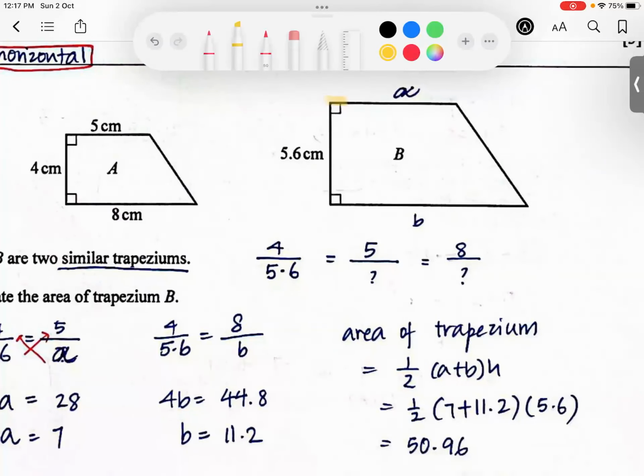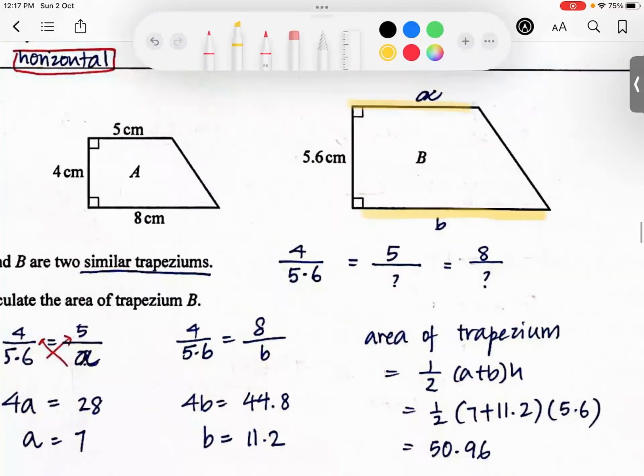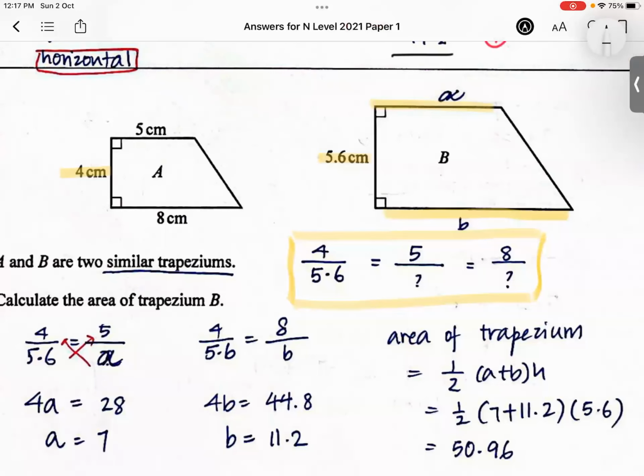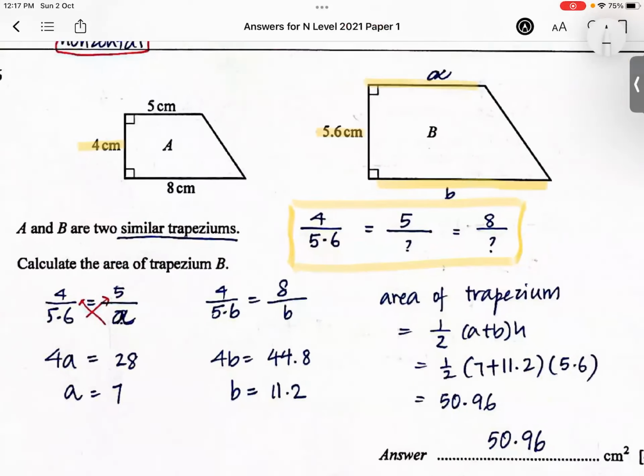So if I do not have the two parallel sides over here, I can use my ratio. For ratio, please find a matching pair, the 4 cm over the 5.6 cm. Then for me, I always write down the ratio. Then we can use it to find the missing sides, the A and the B. Then we can find the area of the trapezium. Not a difficult question to do, just need to go through the sequence, the step-by-step problem.